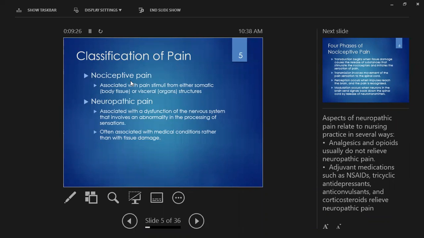Another neuropathic pain, shingles. It's coming up through the nerves, okay? Another neuropathic pain, things like trigeminal neuralgia. Okay. Aspects of neuropathic pain relate to nursing in several ways. Number one, what does not work for neuropathic pain?